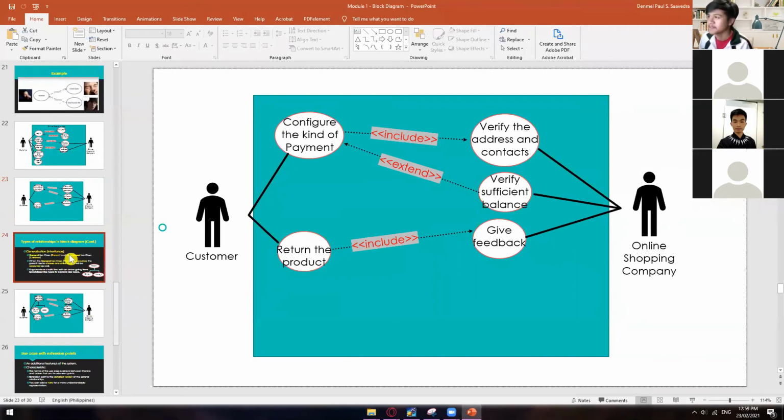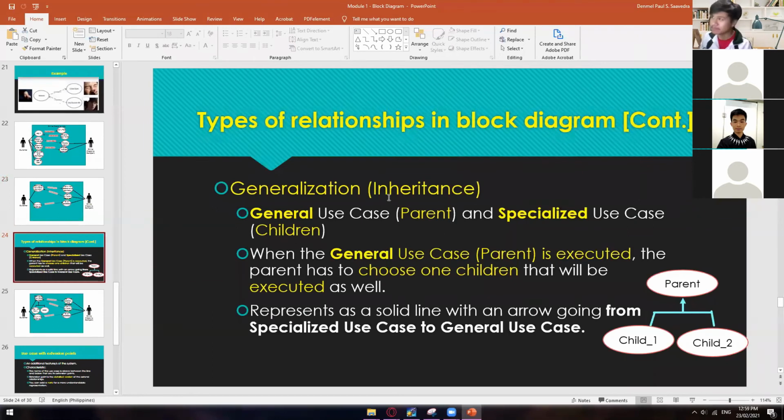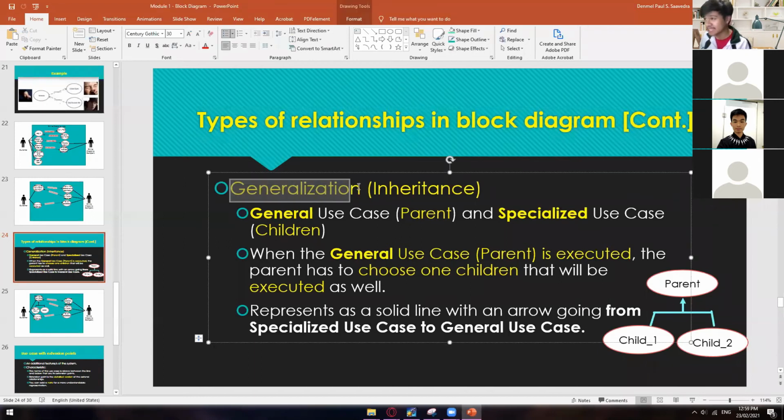All right then, let's now move on to deeper functionalities of relationships, which is called generalization. This one is actually optional. It is only included in our system if the actions really need more detailed information. This generalization is called inheritance. The general use case is called the parent, and the specialized use case is the child.